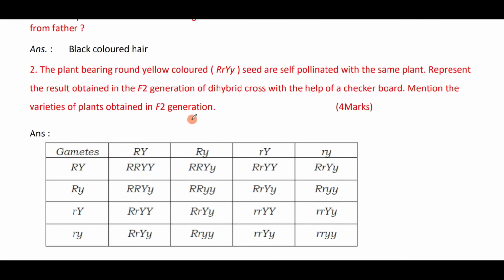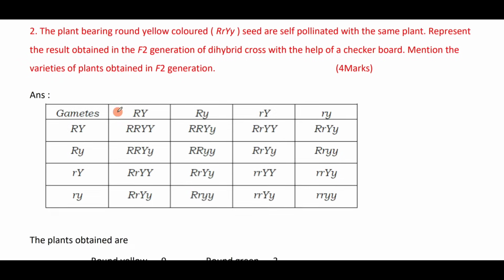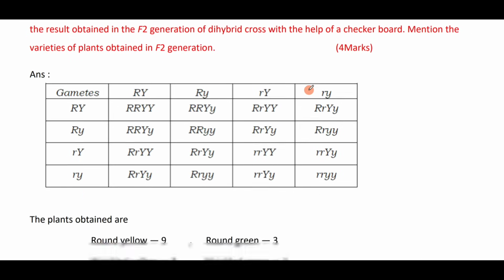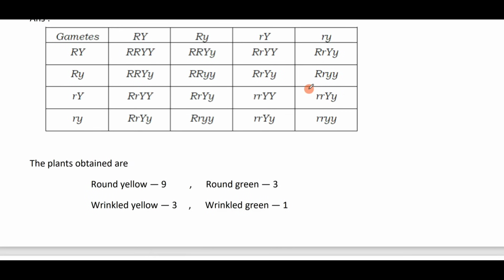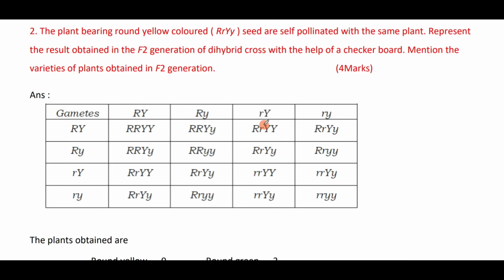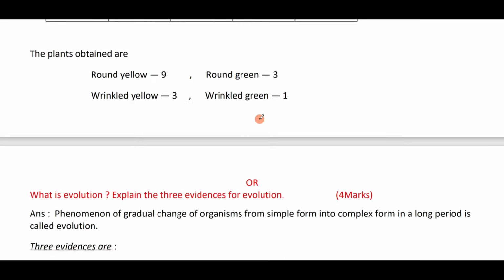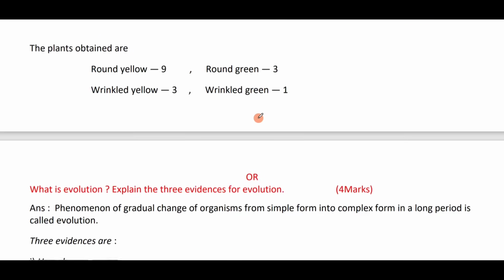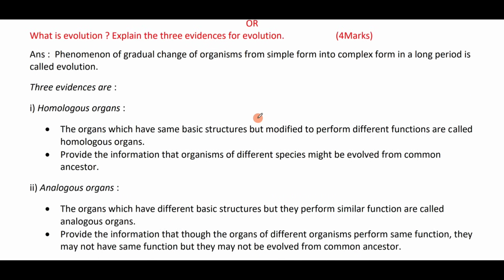The plant bearing yellow colored seeds is self-pollinated with the same plant. Represent the result in the F2 generation of a dihybrid cross with the help of a checkerboard. Mention the varieties of plants produced in the F2 generation. This is a dihybrid cross experiment, the cross between two individuals which differ in two traits. So do learn the monohybrid cross experiment and also the dihybrid cross experiment. I will explain these two experiments in detail in a separate video. Do practice well. It is a definite question for your examination.